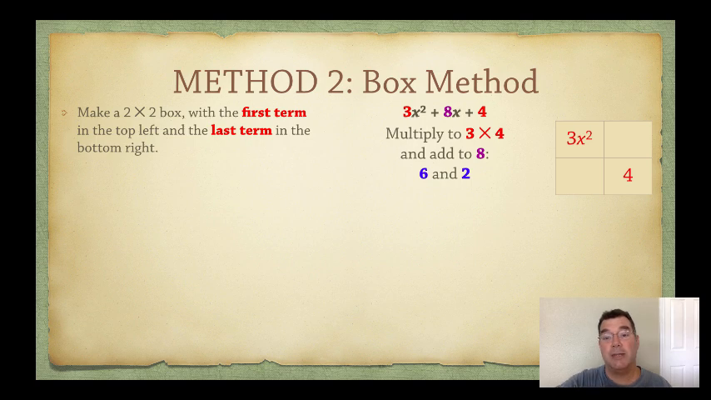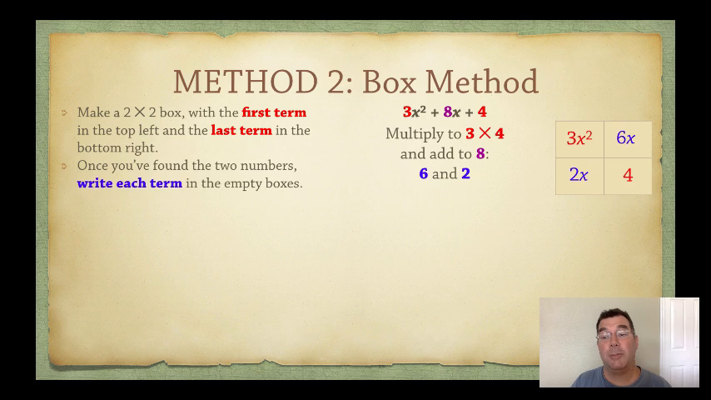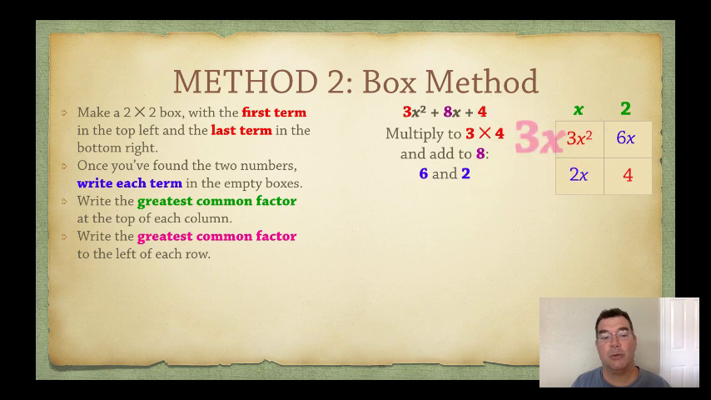So I'm going to split up the 8x, just like I did in the first method, but I'm using a box this time. And I'm going to put the 6x in one box and the 2x in the other box. And honestly, again, it doesn't matter which one goes where. You'll get the same answer either way. So we'll write the greatest common factor at the top of each column. The greatest common factor for 3x squared and 2x is just x, and the greatest common factor for 6x and 4 is 2. Then I do the same thing with the rows, find the greatest common factor. So for the first row, it's 3x, and for the second row, it is 2.